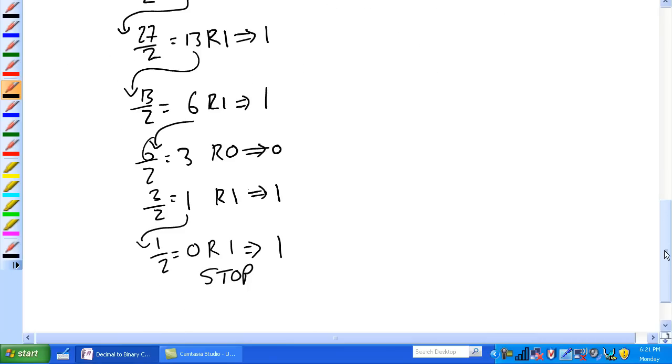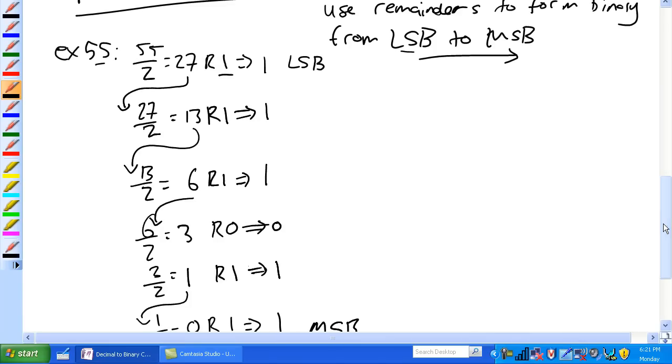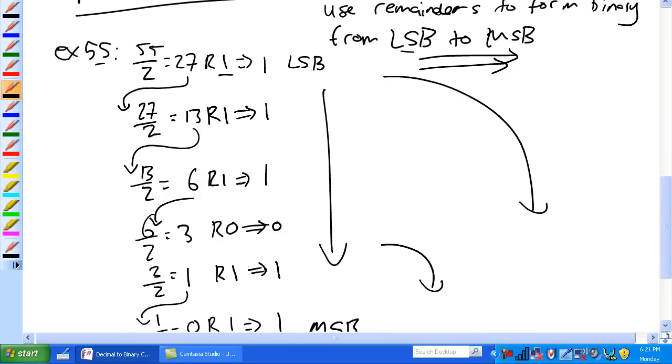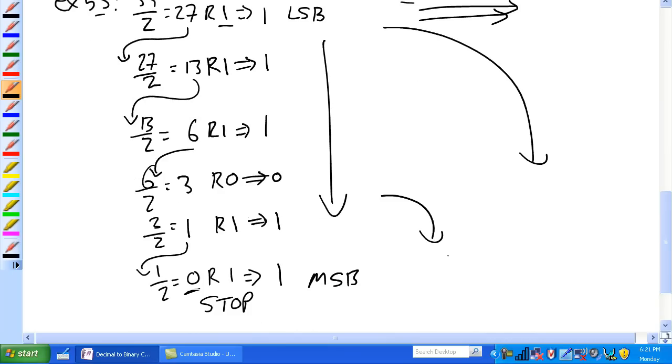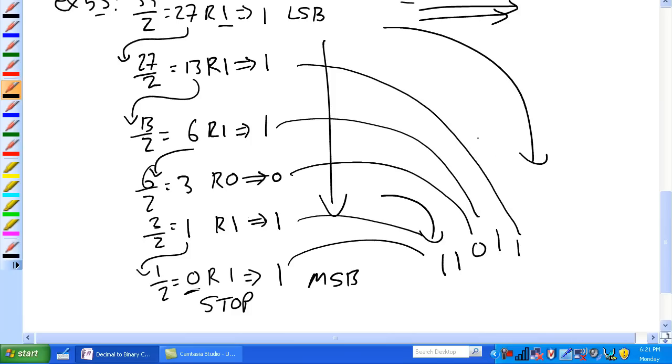Okay? So anytime, this is the key thing, when you get the 0 there, stop. So now that's the MSB. Remember, it goes from LSB to MSB. So we got to rewrite it, just kind of drag and drop it this way. So it's 1, 1, 0, 1, 1, 1. That's our answer: 1, 1, 0, 1, 1, 1.